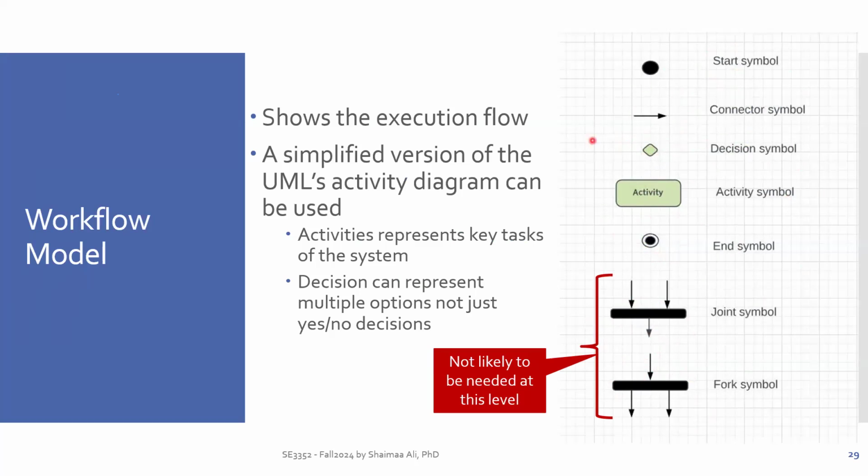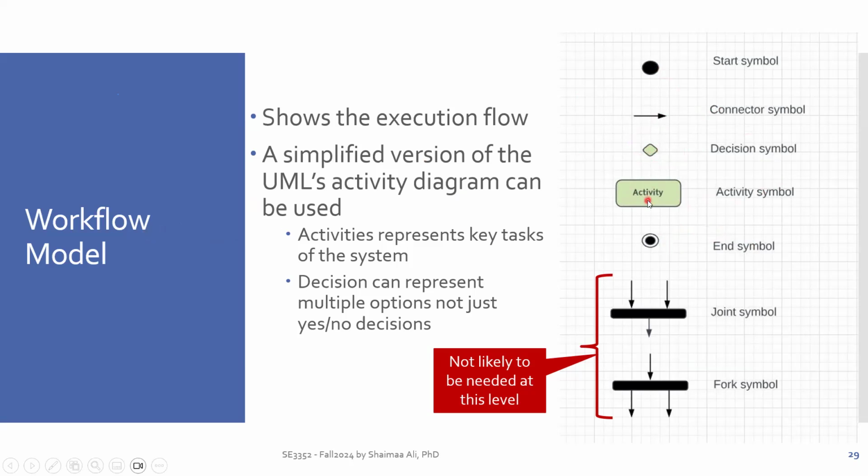Okay, so these are just the activity itself, a connector to represent a sequence, and a decision, like this diamond, to represent a branching or possible paths to go through, and you know the start and the end symbols. These are sufficient for the workflow model.